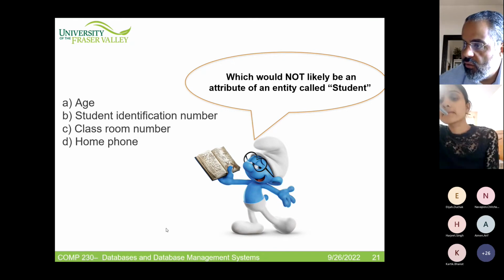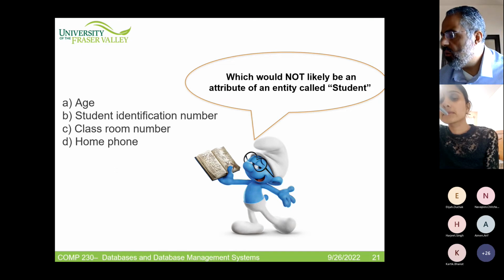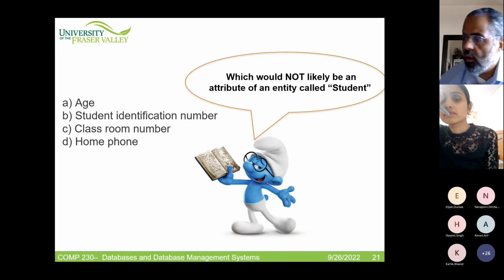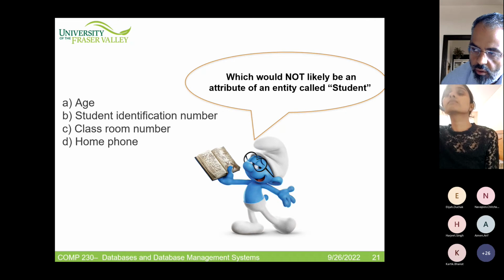Ken, do you want to add something? Because I see you are raising your hand. Sir, would it always be classroom number? Imagine if we had an online course you're taking from an online website, or you're taking only one course per semester. Could it be possible that in that specific scenario, classroom number is an attribute of the entity student?